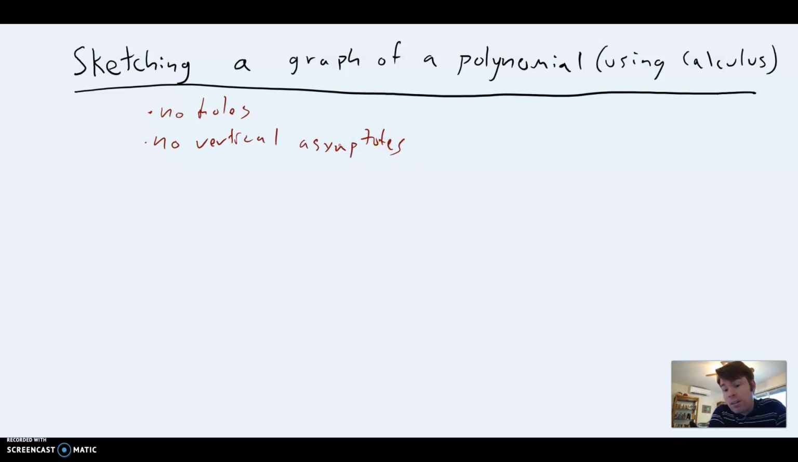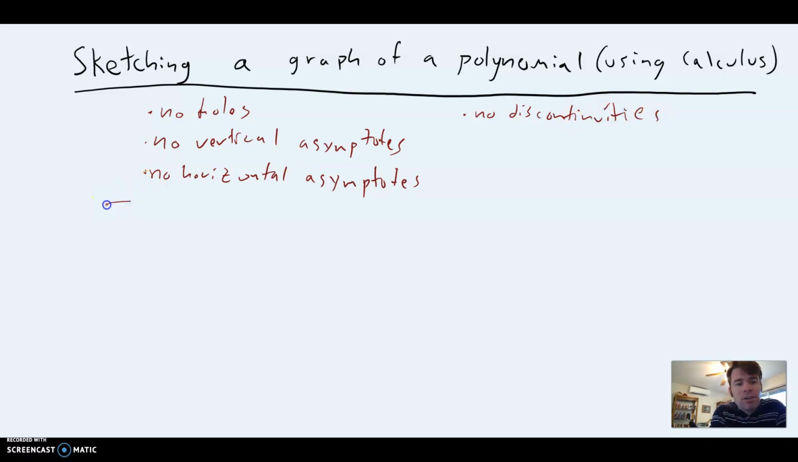And then you may or may not also know that they don't have any horizontal asymptotes. And hopefully you learned that in pre-calculus. You should have seen that when you graphed polynomials in pre-calculus, they didn't have horizontal asymptotes. If you learned how to graph rational functions in pre-calculus, then you had to look for horizontal asymptotes. In fact, there's also no discontinuities of any kind. So with all of that information in mind, let's do an example.